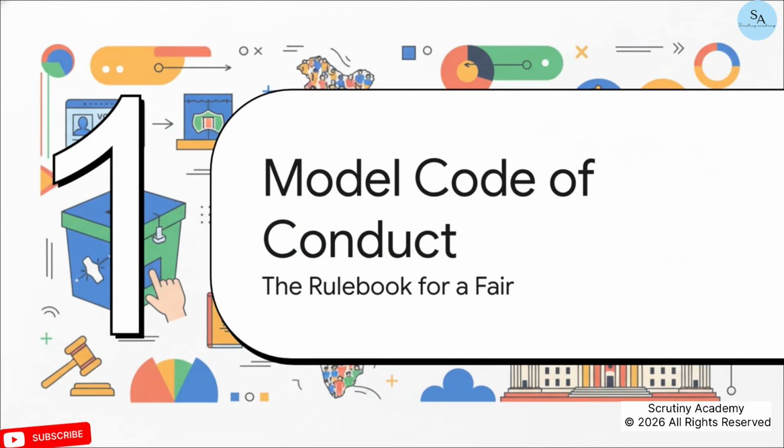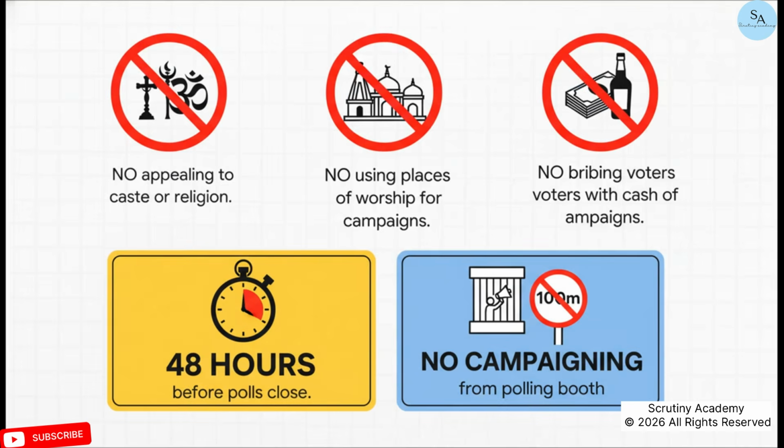Okay, let's zoom in on that rule book I just mentioned, the Model Code of Conduct, or MCC. Think of it as a set of guidelines for every party and candidate. The second the election date is announced, bam, this code kicks in, and its only goal is to make sure everyone plays fair. The MCC has some really big no's. Candidates are absolutely forbidden from using caste or religion to get votes.